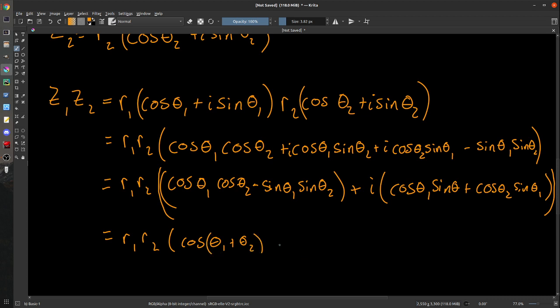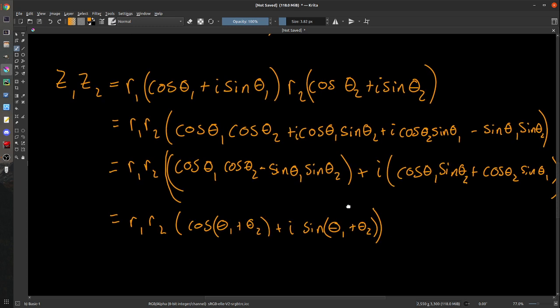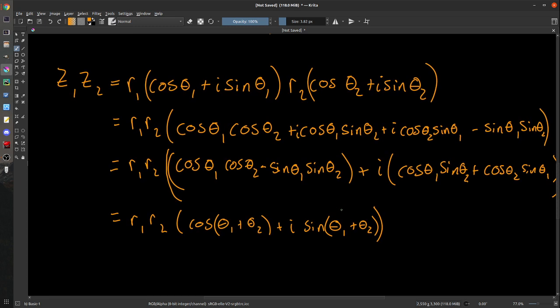And I won't go through and prove that right now because it's not really the point of what's going on here. But I encourage you to take a second to actually do that. And the second piece right here, cosine theta 1 sine theta 2 plus cosine theta 2 sine theta 1, is just sine of theta 1 plus theta 2. Oh, whoa. Look at this. This is cool. We actually have a really good way to interpret a complex number under multiplication.